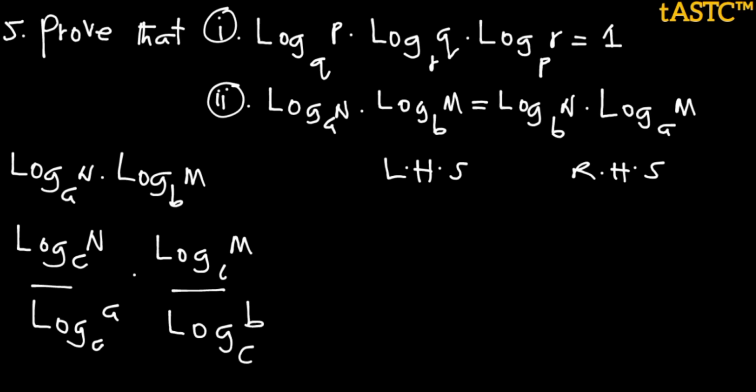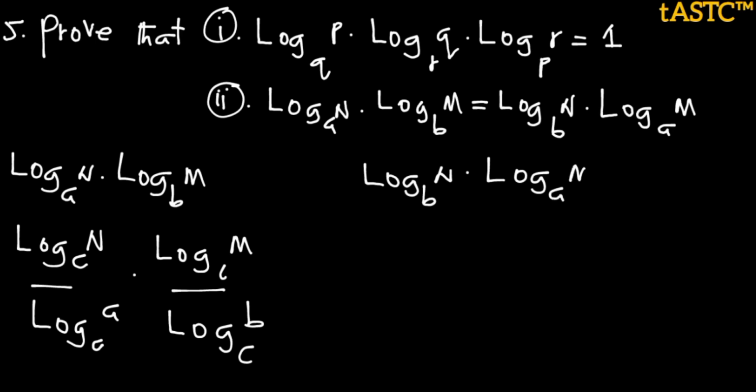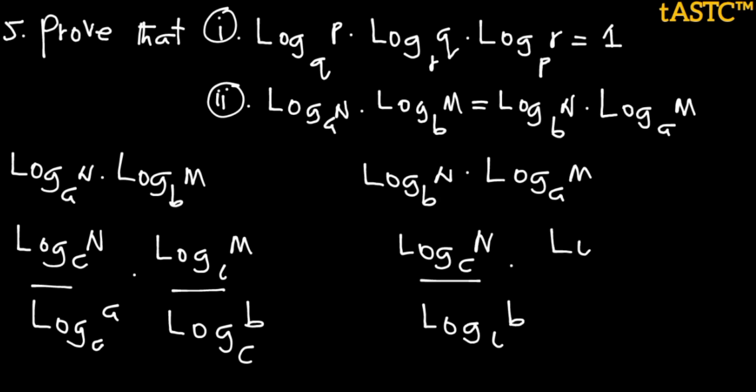Now, going over to the right hand side. So the right hand side is log to the base b of n, and that is multiplied by log to the base a of m. So here we're still going to work the change of base. So this will be, and we're going to use c. So that will be log to the base c of n, and here we have log to the base c of b. This is multiplied by log to the base c of m. This will be divided by log to the base c of a.